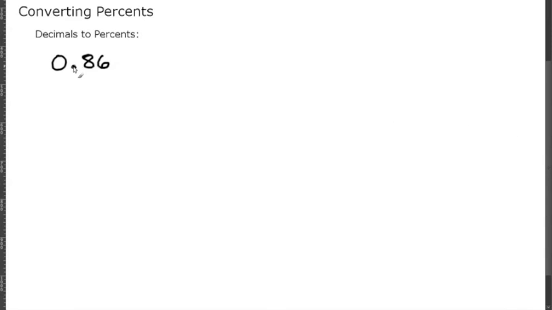In this video, I'm going to explain converting percents. So let's start converting decimals to percents first. Say that you have the decimal 0.86. This is read 86 hundredths.